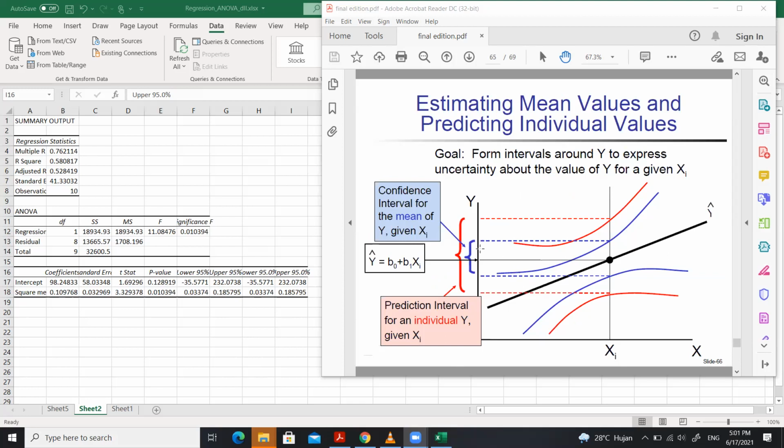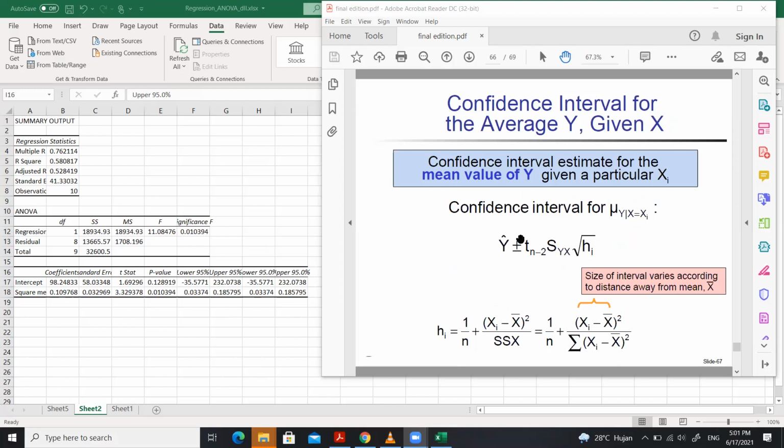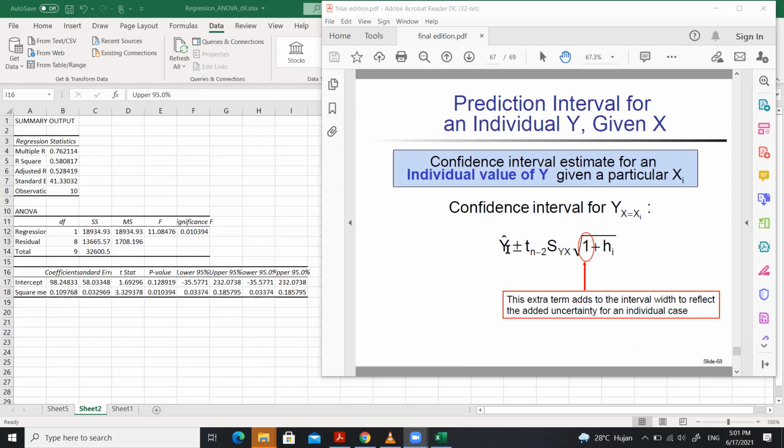Okay, this is estimating the mean value and predicting an individual value. Estimating the mean value, we can use, depending on the data, the mean value of y or the mean value of the predictor. You can see here you can test the mean value using hypothesis testing as well.